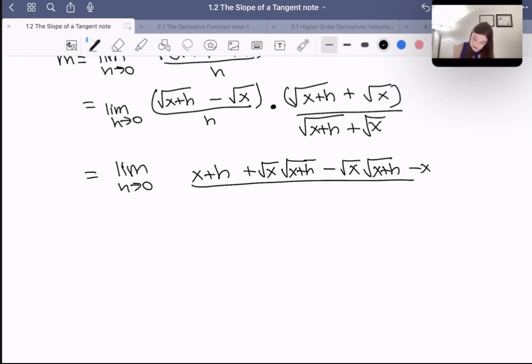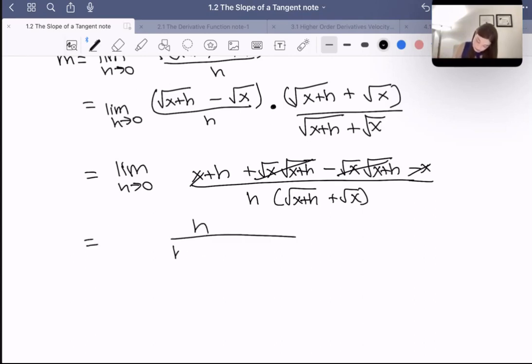So notice here in this scenario that our outer and our inner just cancel. So you don't even have to write those. You can just not bother to write those if you don't want to. I also notice that minus x plus x, they cancel as well. So now all I'm left with is h over h times root x plus h plus root x, like that.